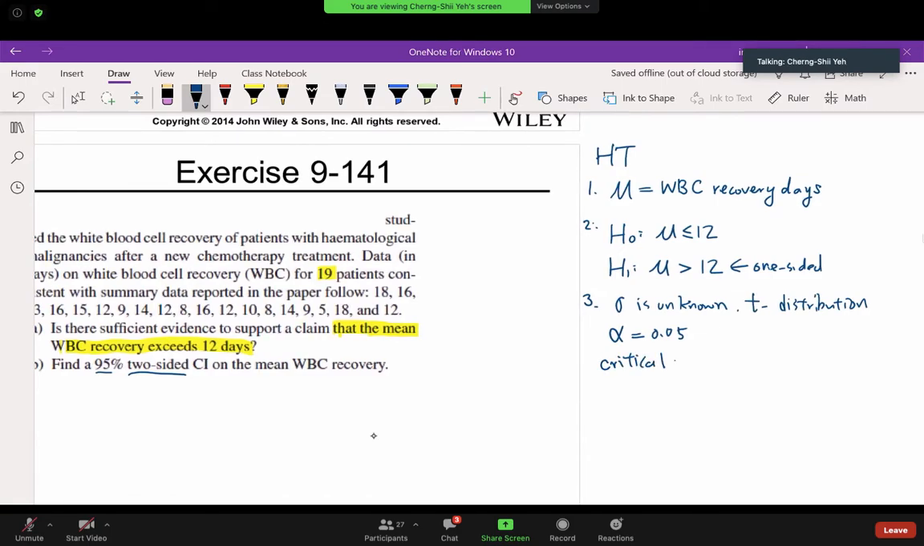Okay, in step 3, we'll find out the critical value and we'll determine the rejection area or rejection criteria. And number 4, we're going to calculate the Z-test statistic. Number 5, we'll draw conclusion. Okay, from this point forward, I'm going to move to Excel. All right, let's go to Excel.